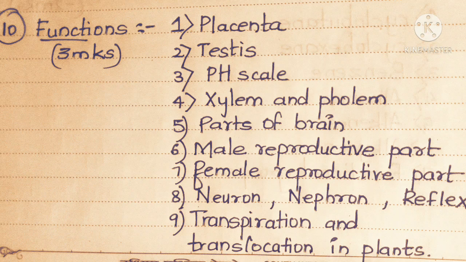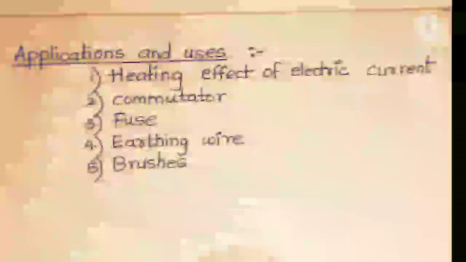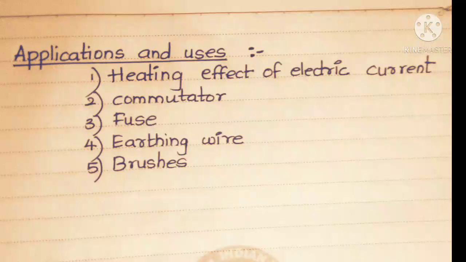If you are perfectly prepared with these important questions, I am sure that you will score more than 60 marks. And also don't forget to learn the applications and uses of the heating effect of electric current: commutator, fuse, earthing wire and brushes.